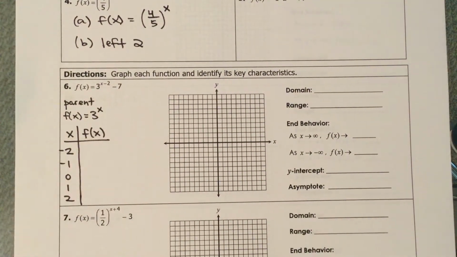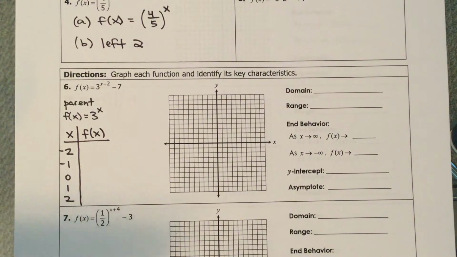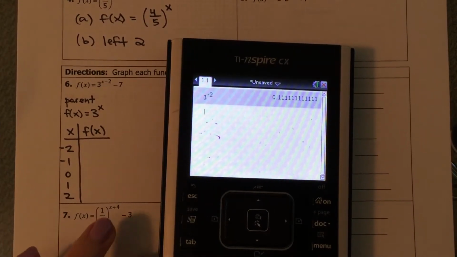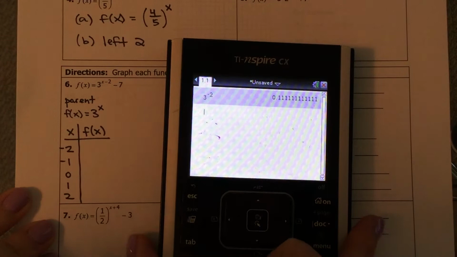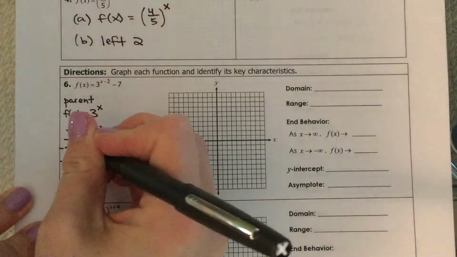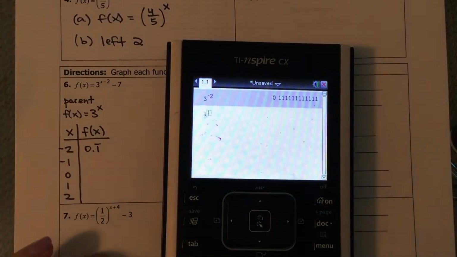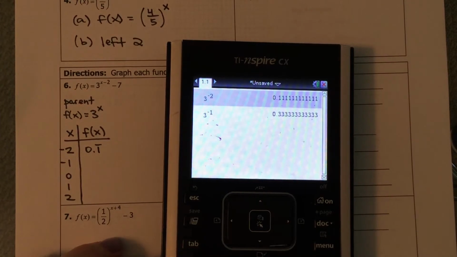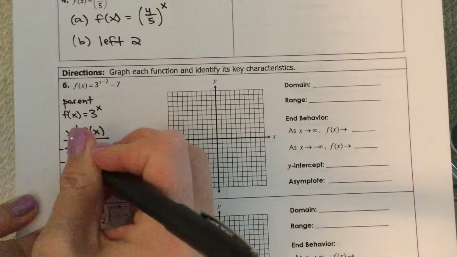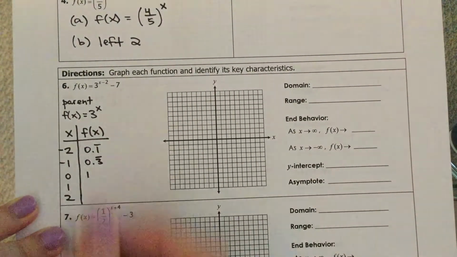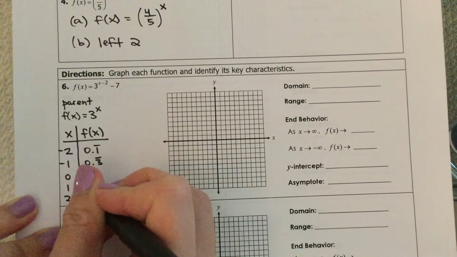So 3 to the negative second, and you can do decimals or fractions, whichever you prefer. 3 to the negative second, remember, is 1 over 3 squared, so that's 1/9. But if you prefer decimal form, that would be 0.11, or 0.1 repeating. And then if I do the negative first power, 3 to the negative first is just 1/3, but again, if you prefer decimal form, you could do 0.3 repeating. When I plug in 0, 3 to the 0 is just 1, 3 to the first is 3, and 3 to the second is 9.